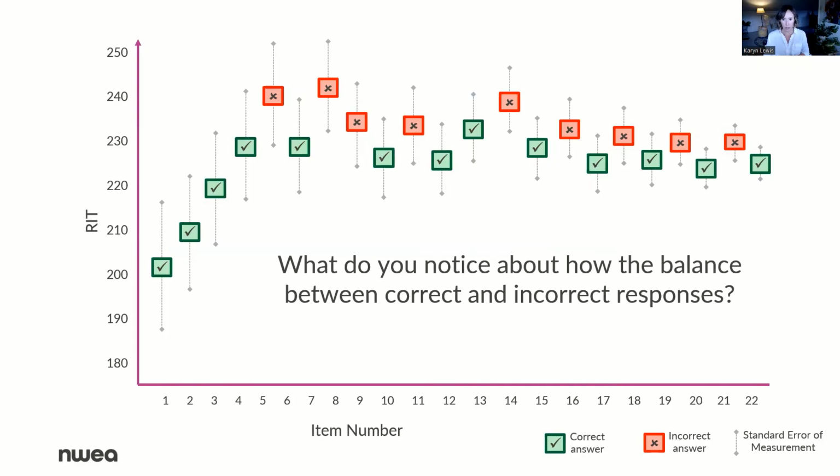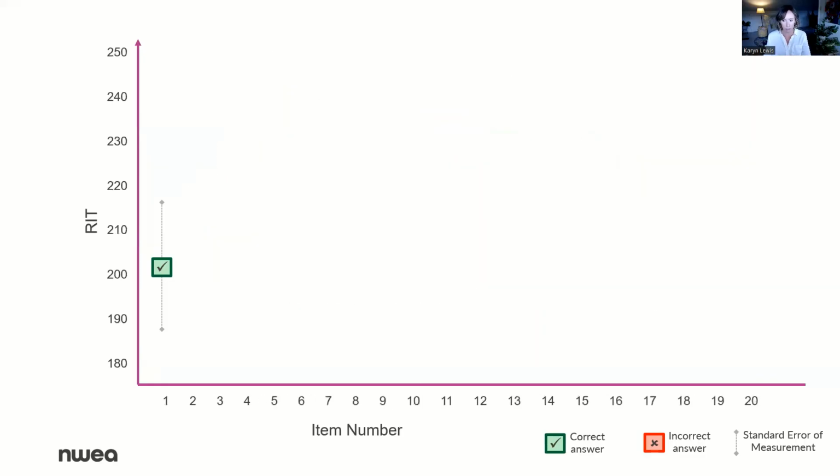Lastly, what do you notice in this simulation about the balance between correct and incorrect responses? Remember, we're shooting for that sweet spot, honing in on the student's ability level, where they're equally likely to get an item right as they are to get it wrong. And so what we see over the 22 items in this test is that we're getting about 50% right and 50% wrong. And when we're honing in at that ability, at the very end, when we get to that final score of 228, we see that right above the 228, the student's getting it wrong, right below, they're getting it right. And that helps us really hone in on that individual achievement level estimate.